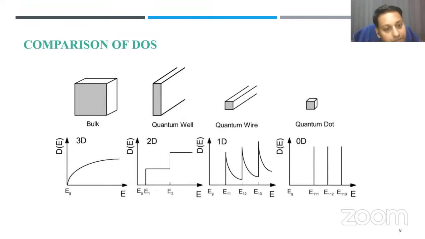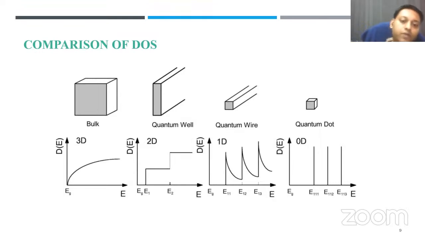Now the implication of this density of states in terms of the dimensional confinement is depicted in this diagram. First we consider a bulk material, which is a three-dimensional form of material, where the density of states is parabolically related to the energy. That means with higher energy, the density of states will increase. However, it will saturate at a certain point. It will not increase indefinitely with energy. However, that is a continuous variation of density of states with respect to energy.